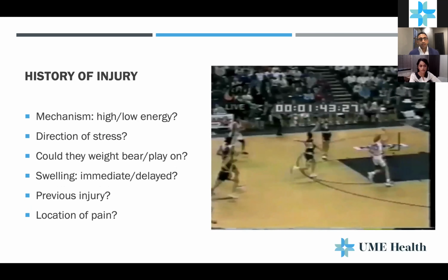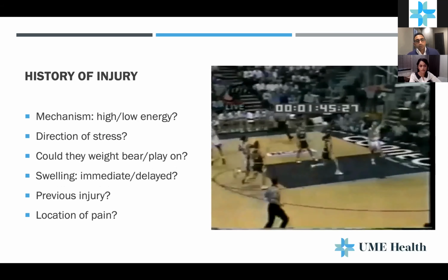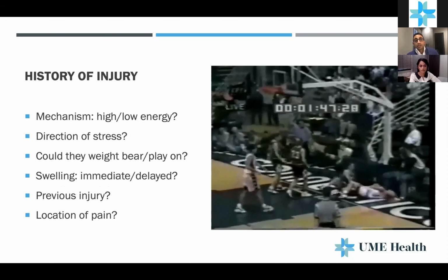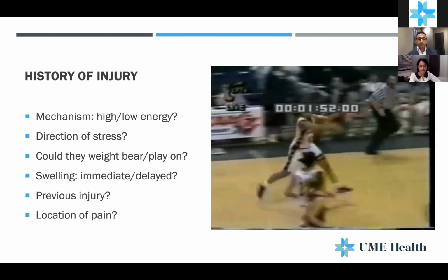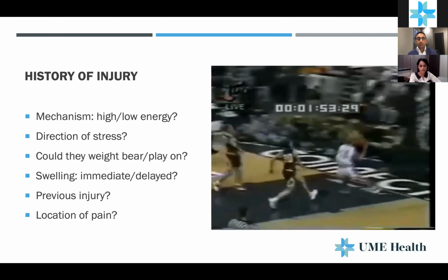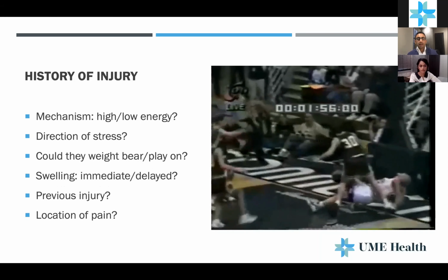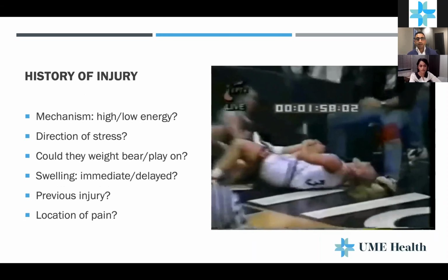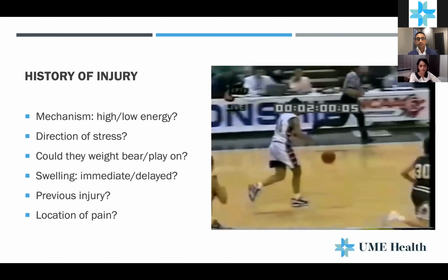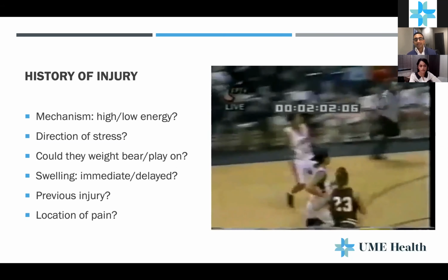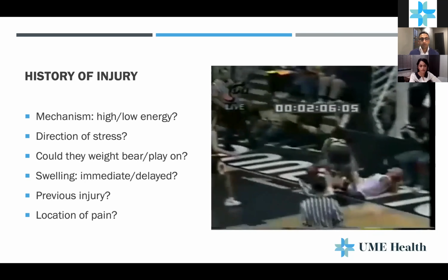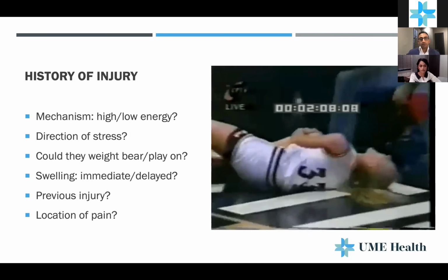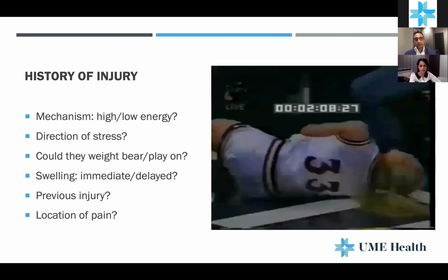So here's an injury. The history of the injury is quite important. Most knee injuries are actually non-contact, awkward landings like this one. And it's important to know, could they play on? Because then it's unlikely to be a big ligament injury. It's more likely to be a meniscus tear. Often with meniscus tears, the swelling or the pain occurs later on, 24 hours or so afterwards. So it gives you a little bit of an idea of the severity of the injury.